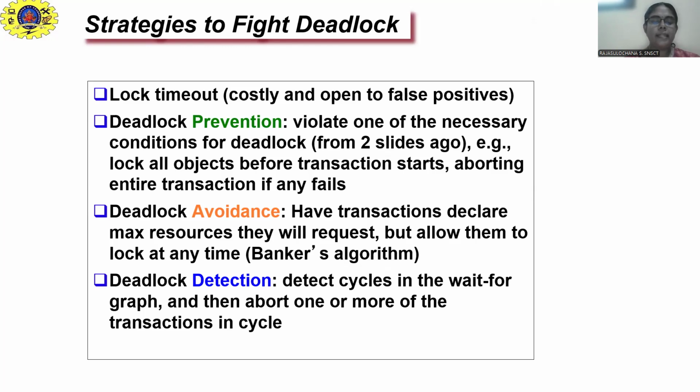Next is deadlock detection. Deadlock detection is finding ways to detect the cycles in the wait-for graph, and if any cycles are found, finding out strategies to abort the transactions that are in the cycle. This is deadlock detection.